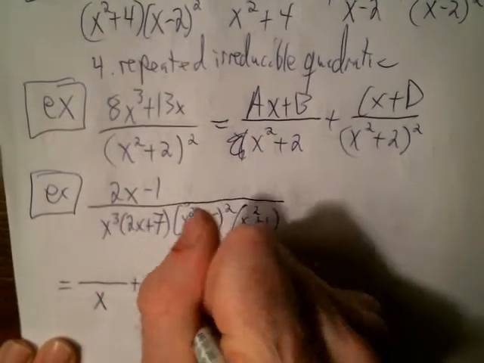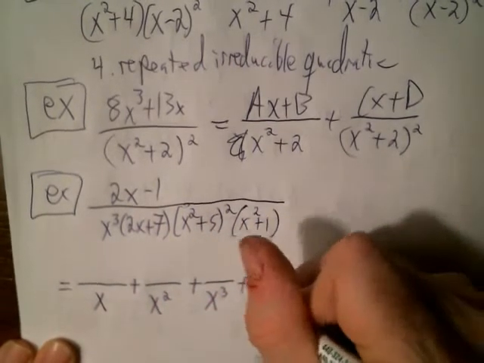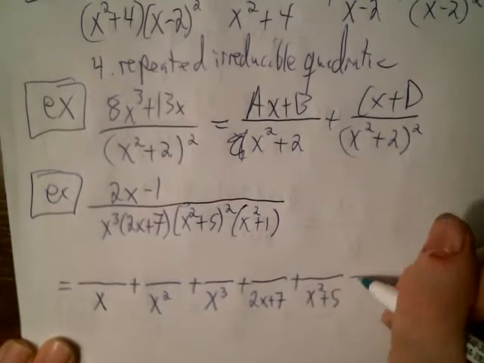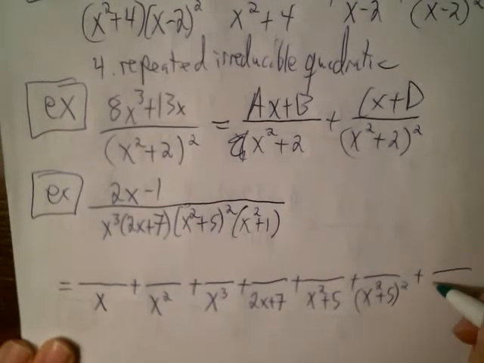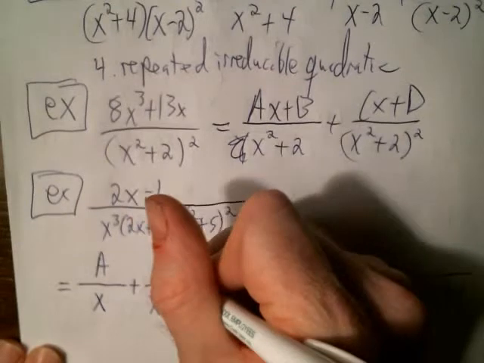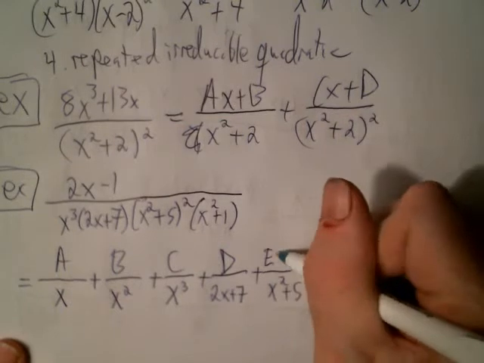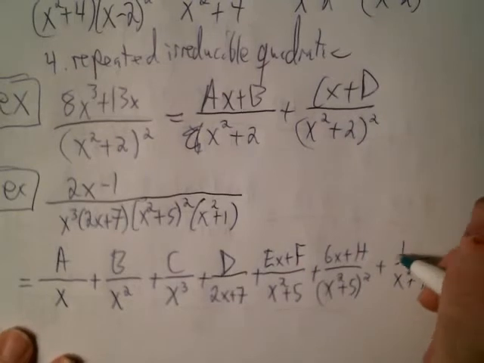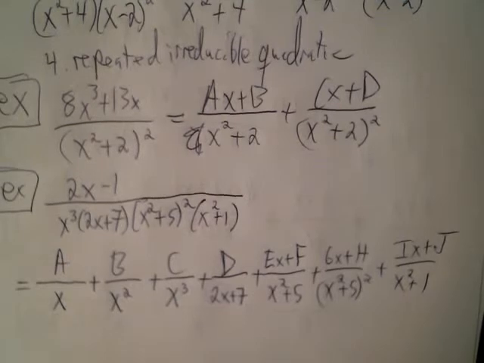So one for the x, one for the x squared, one for the x cubed, and then one for the 2x plus 7, one for an x squared plus 5, one for x squared plus 5 squared, and then a last one for the x squared plus 1. Across the top, A, B, C, D, and here I have quadratics, so you need things like Ex plus F, Gx plus H, and then Ix plus J. Okay, so that's as bad as they'll get.